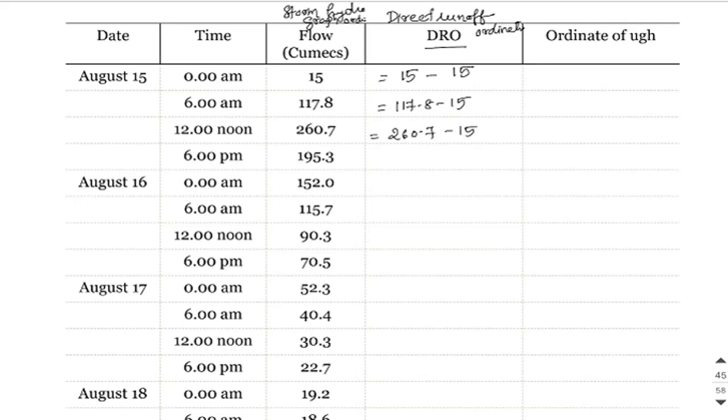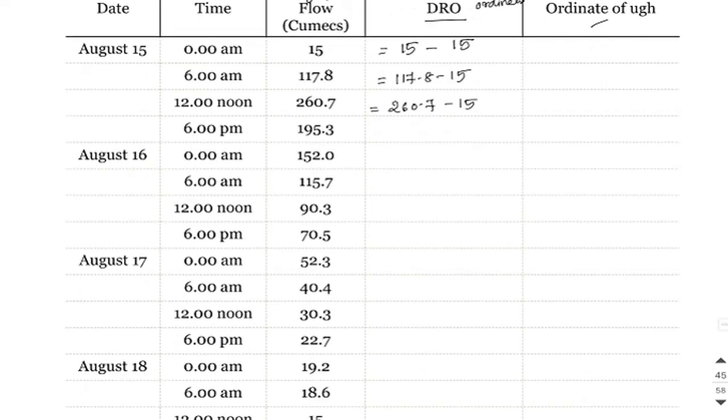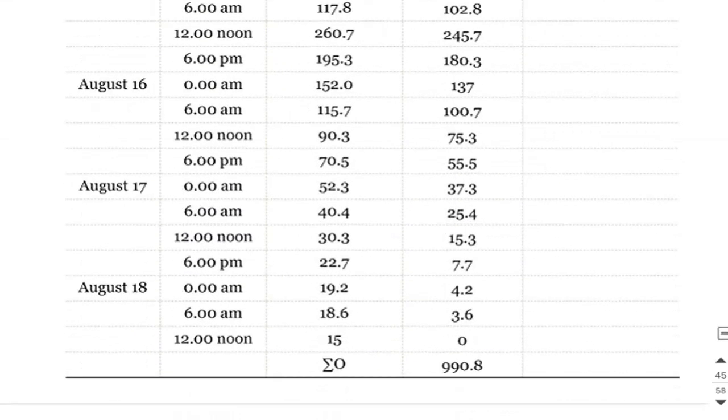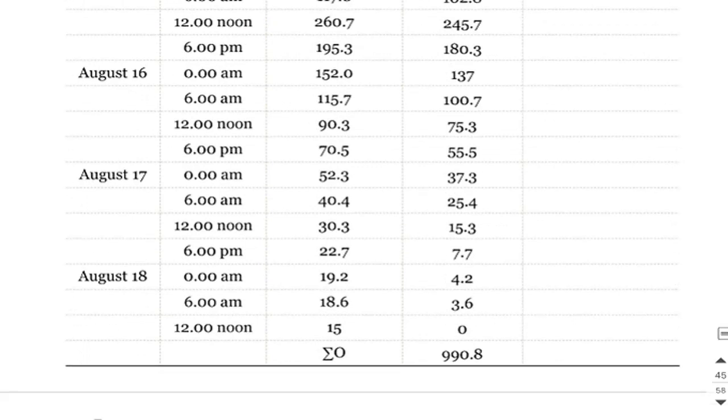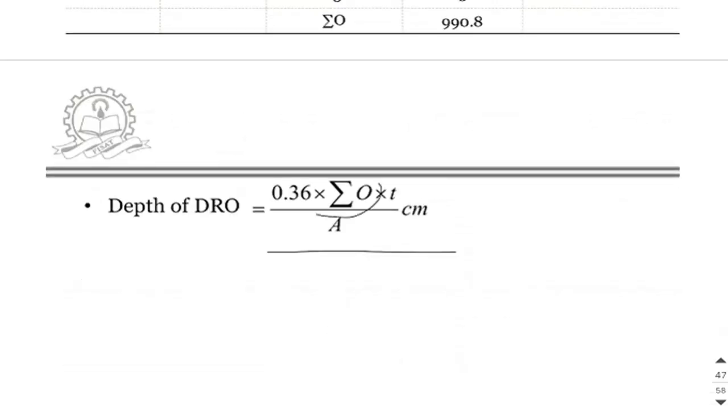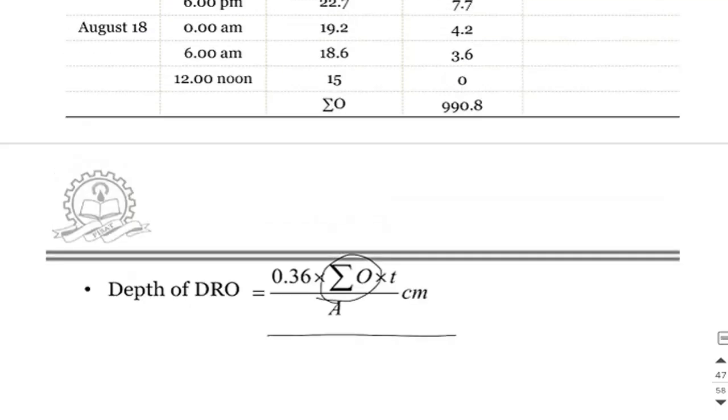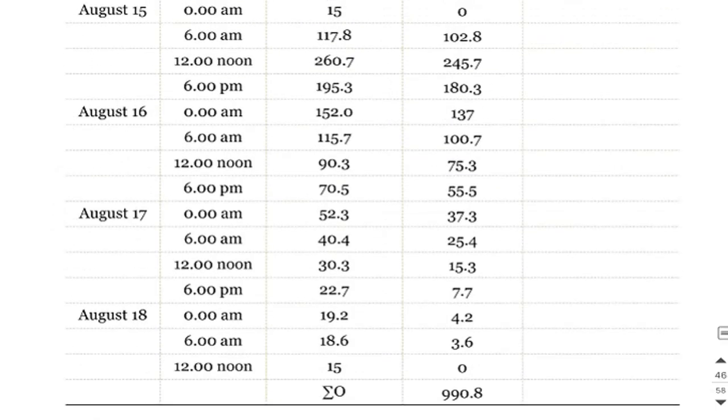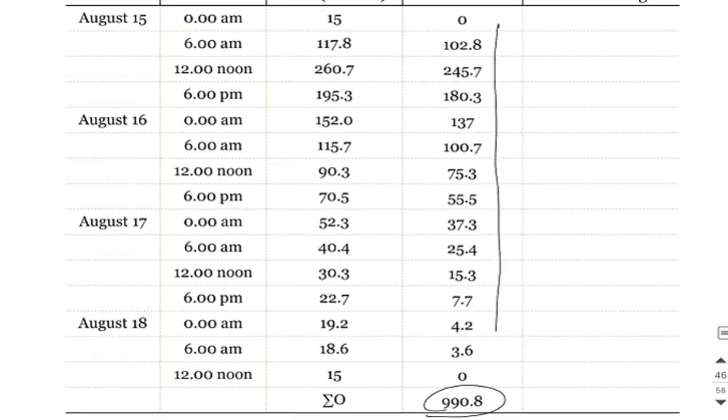Then next, you have to find out the ordinate of the unit hydrograph. For that, you have to calculate the direct runoff depth. So in order to calculate the direct runoff depth, we have this equation. For that, first you have to find out the value of sigma O. From here you will get the value of sigma O. Take the sum of all these values, and you will get the sum of ordinates.